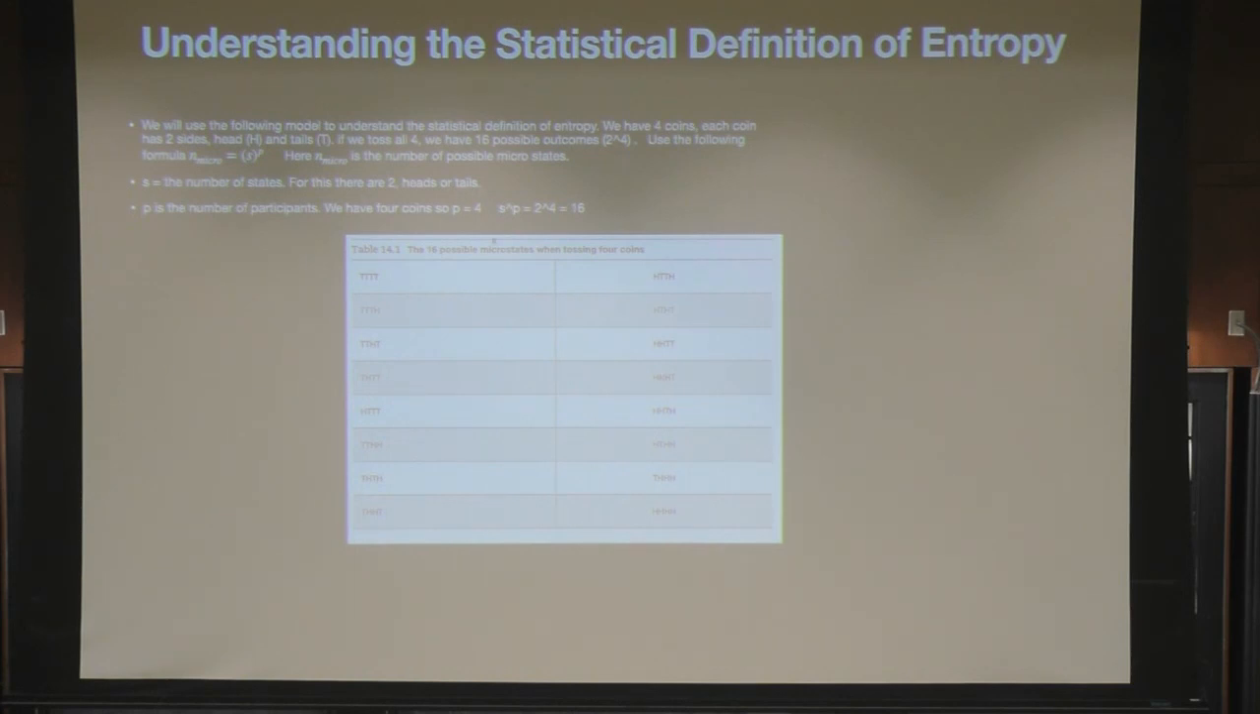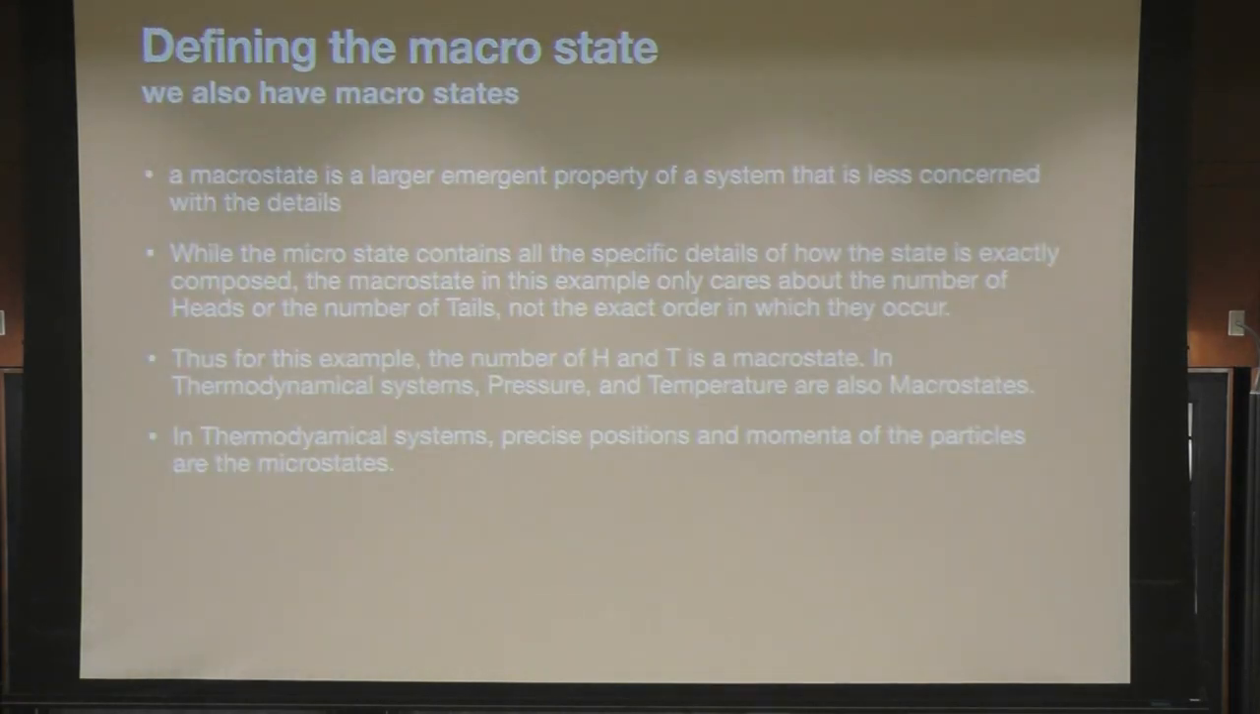So that's how we get this concept of entropy relating to micro and macro states. Now I'm going to talk about this a lot more. This is just the start. Okay, so a macro state is a larger emergent property of a system that is less concerned with the details.